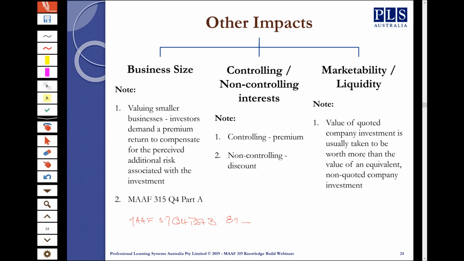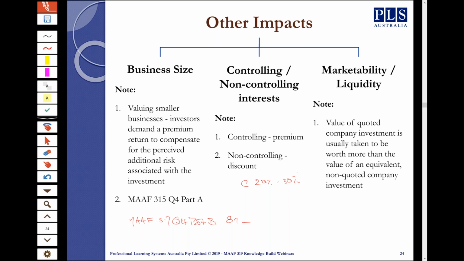Now, I would argue if candidates have got to the back end of this unit and read through, well, if you're looking at valuing smaller businesses, investors demand a premium return to compensate. That would be a factor taken. Controlling, non-controlling: if you take a controlling interest, the Institute says you should pay a premium. Non-controlling, they say that you should have a discount to the figure you've determined in the range of 20 to 30%. They make the point that if you are valuing a quoted company, its value is usually taken to be worth more than a non-quoted one because you've got a ready market for the sale of your shares. If you go to an unlisted, non-quoted company, that is not as available to you.